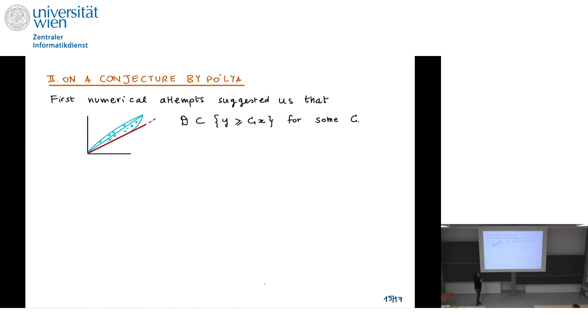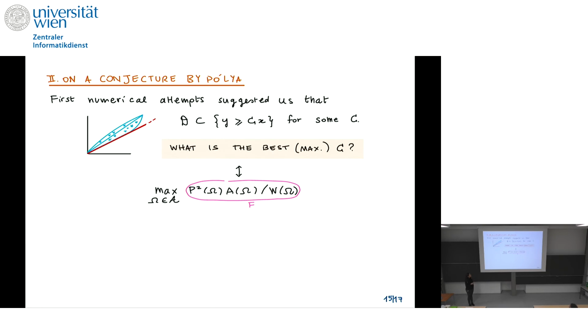Maybe in our computation we did not consider points here, so maybe the real line, which is correct, is c equal to 0. C equal to 0 works, but the question was, what is the maximal c that can be attained? If you work a little bit with what it means to maximize capital C, it turns out that it is equivalent to maximizing the perimeter squared times the area divided by W. It is another shape functional which mixes the two coordinate functionals.